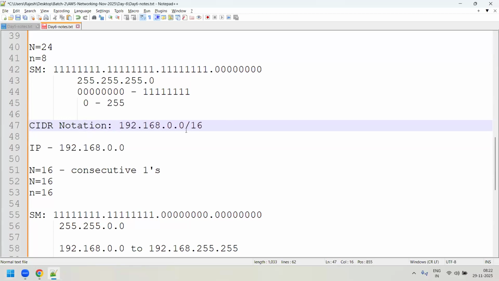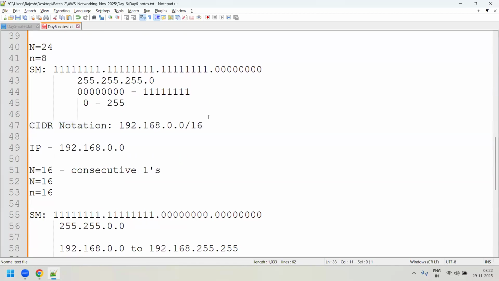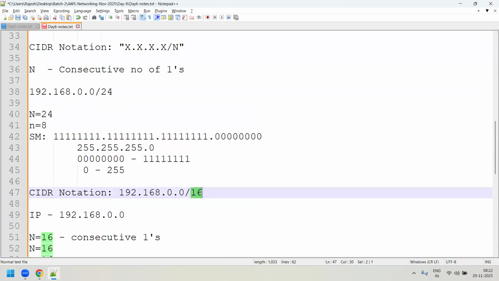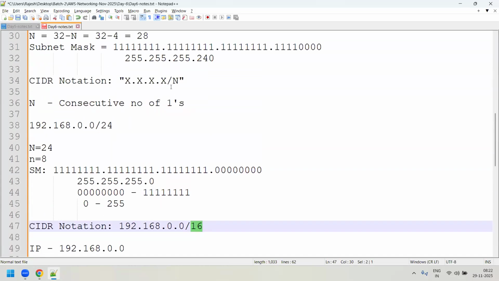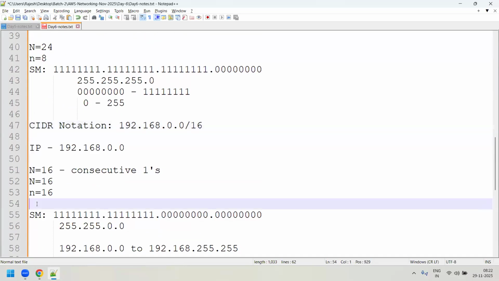Did you understand the previous example? Yes, I got it. Same thing here. Instead of 24, this time I'm taking the example of 16. What does this 16 mean as per the notation? This is capital N. Capital N is consecutive ones. If the N is ones, what would the small n be? It would be 16 only, right?